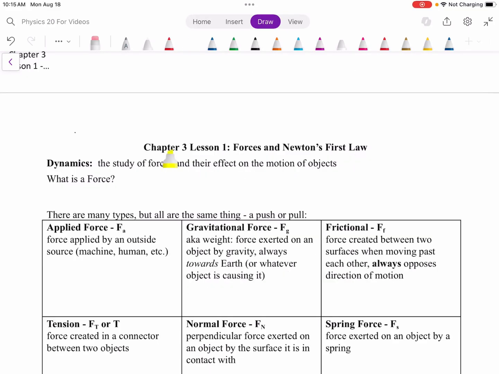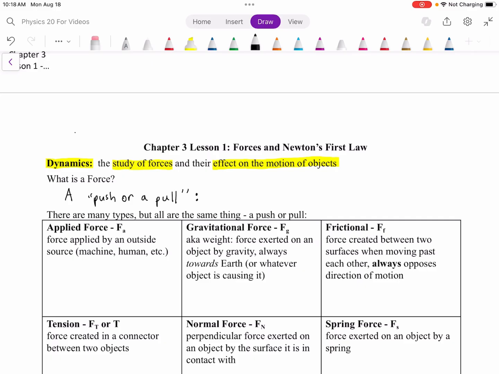Unit B. So as you probably guessed from the name of the unit, Unit B is all about what we call dynamics, okay? And what is dynamics? What does that mean? Well, it's the study of forces and their effect on the motion of objects. So naturally, our next question is, okay, so then what is a force? What do we mean when we say a force? Well, a force is nothing more than a push or a pull. It's just something that can act on an object to change its motion.